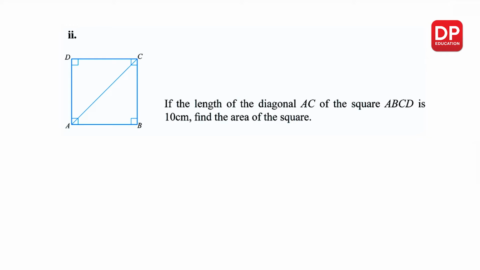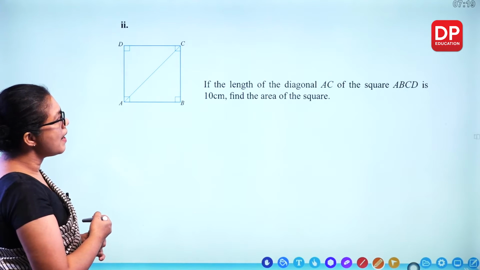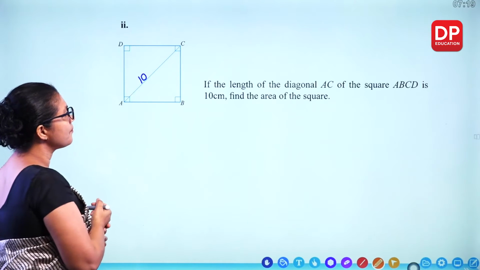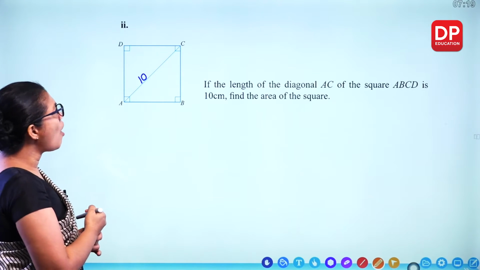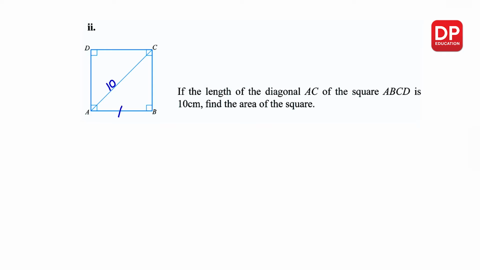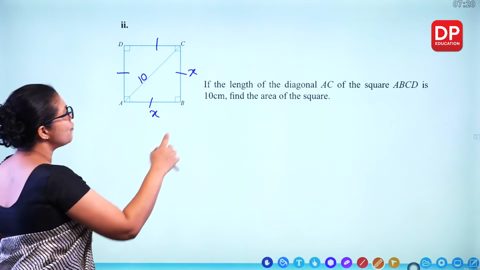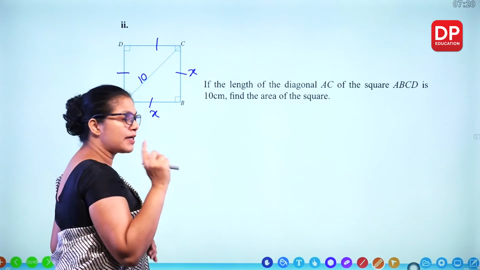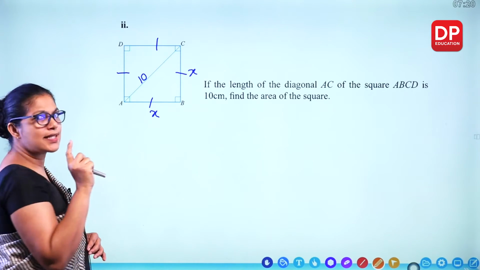Part 2. If the length of the diagonal AC of the square ABCD is 10, this is 10. Find the area of the square. We know in a square all sides are equal, so we'll put x here. Now to find out the area of the square we need x into x. But how can we find out x?